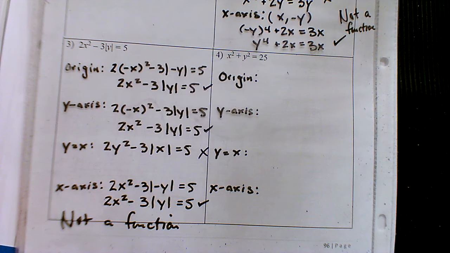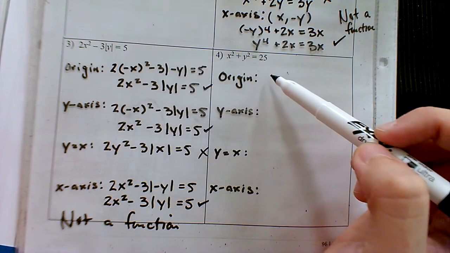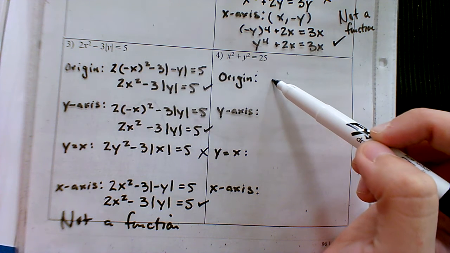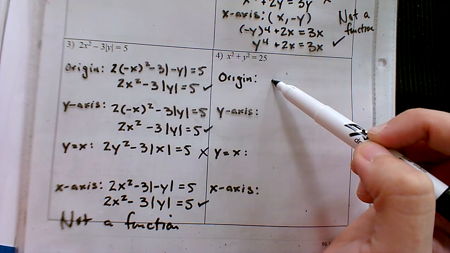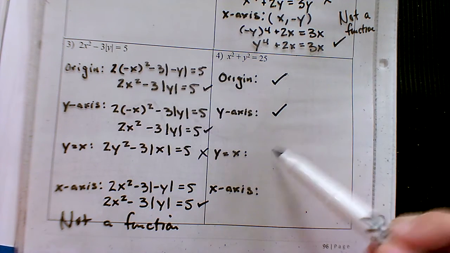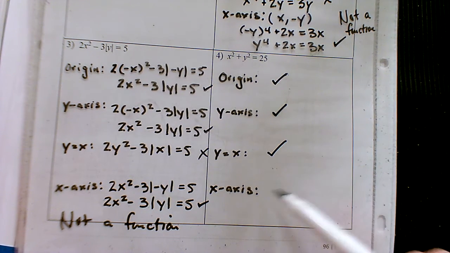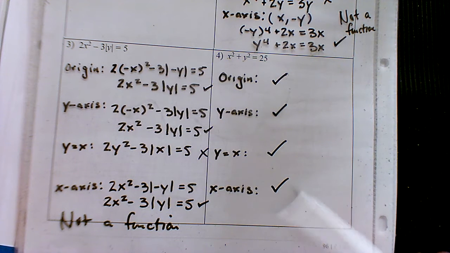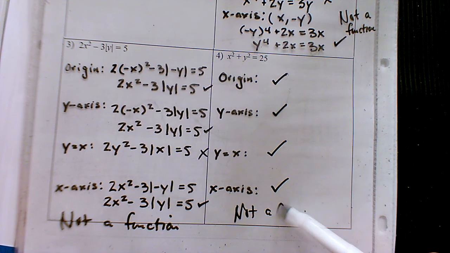All right, what about 4? Can we breeze through this? Did we have origin symmetry? Did the equation match perfectly? Yeah? What about y-axis? Yeah? Diagonal? Yeah? X-axis? Yes? Which means it's not a function, okay?